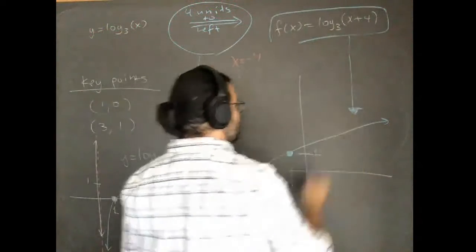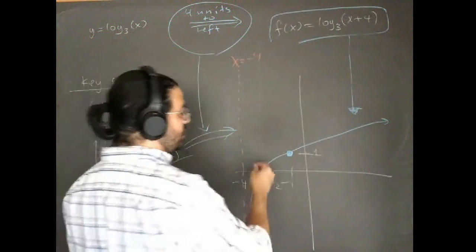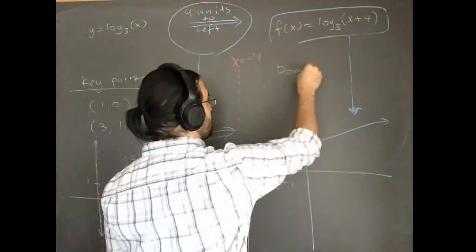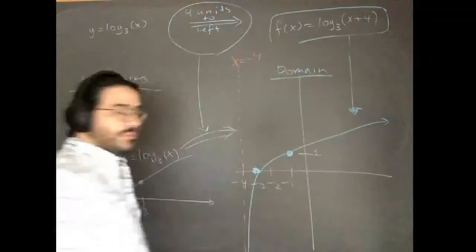So now that we have the graph, let's answer a few questions here. First off, we can see what the domain is. In interval notation, what's the domain?